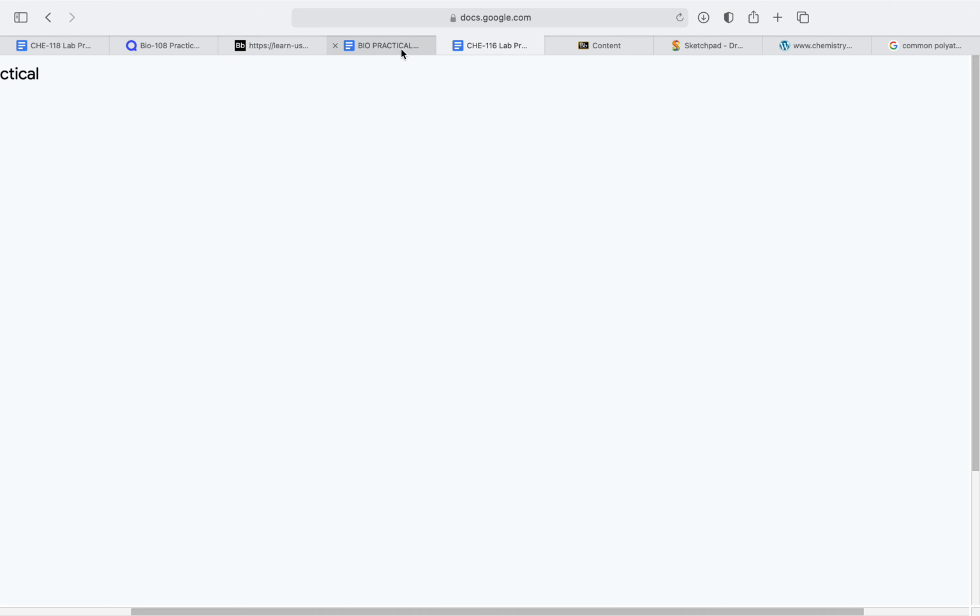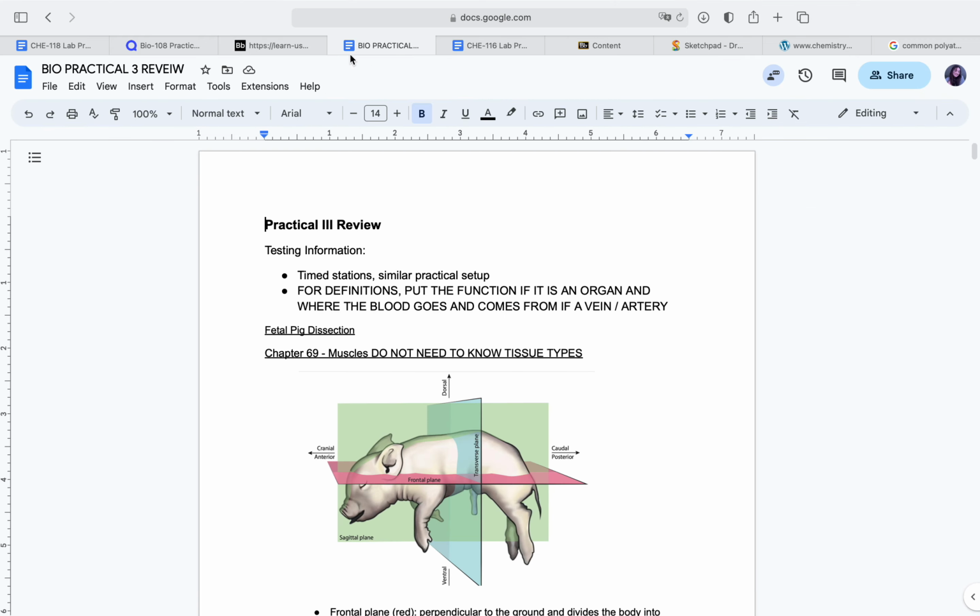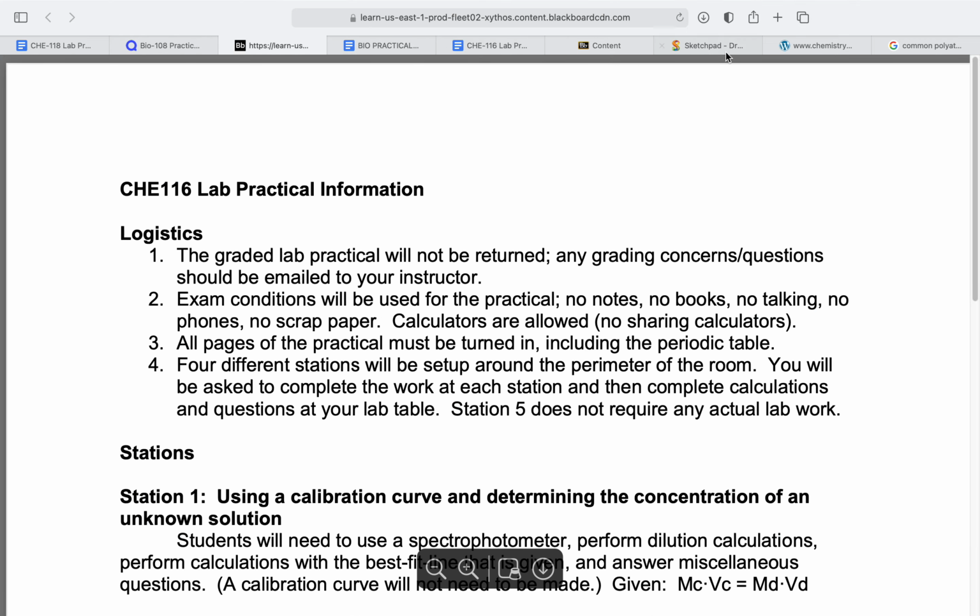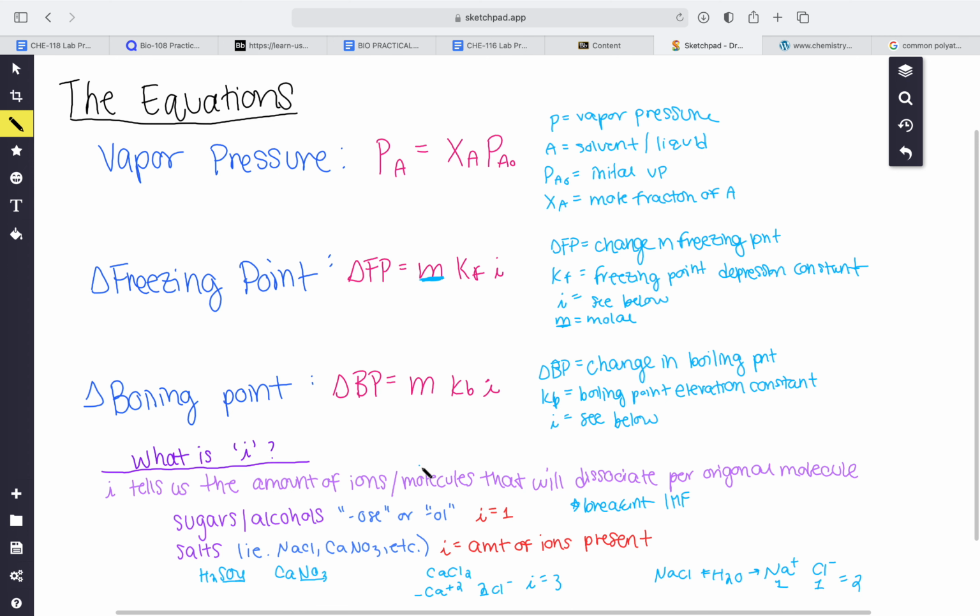Really, the main thing with how to spot them, which one do I want to be on? Oh my gosh, there's too many tabs. Okay, it's finals week, guys.